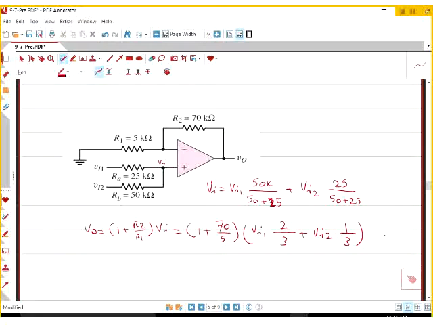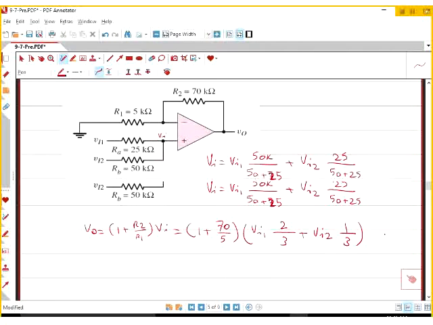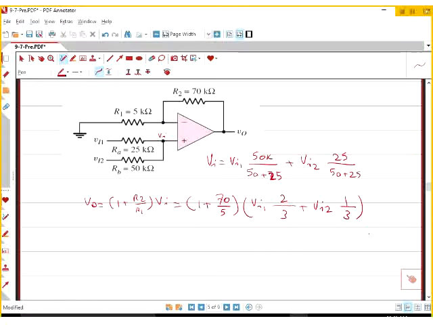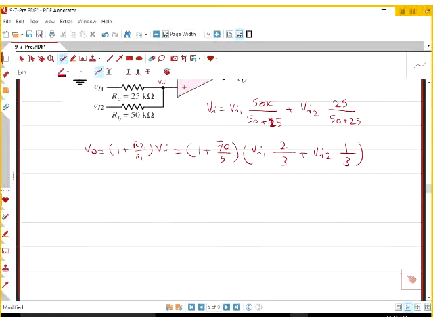So, how many of you guys got the same number or same equation? Okay.